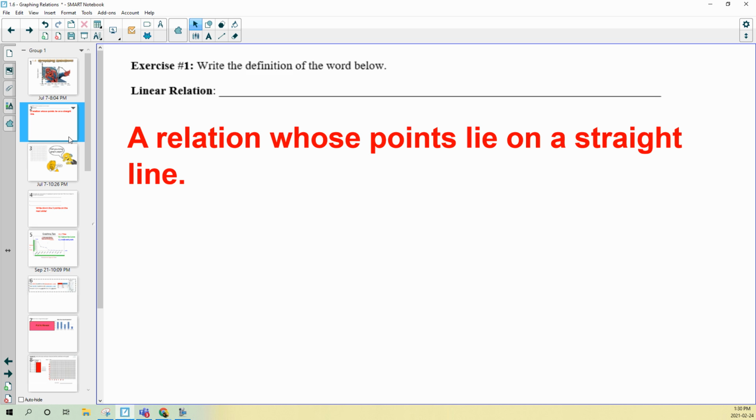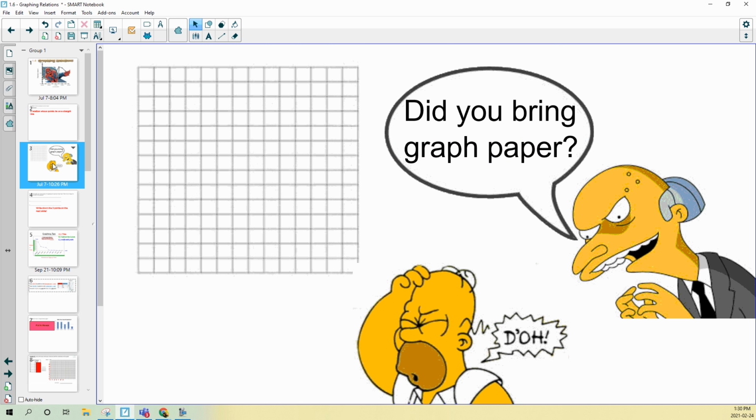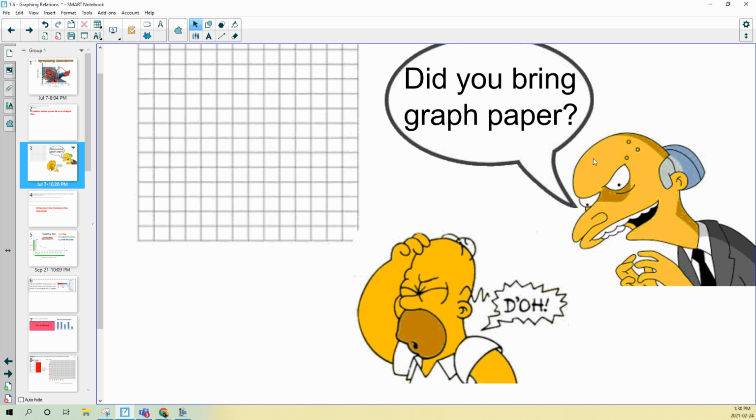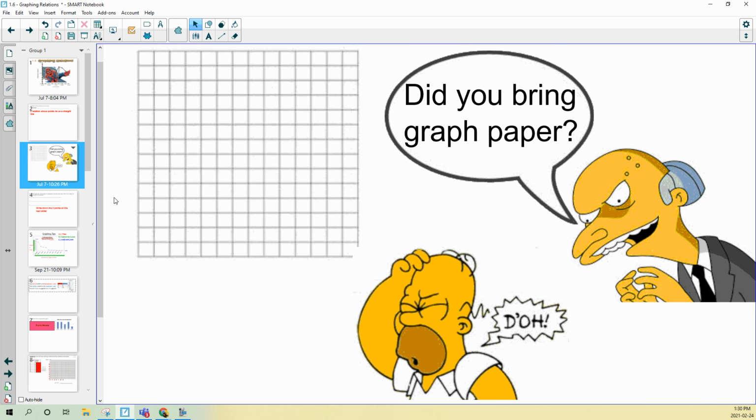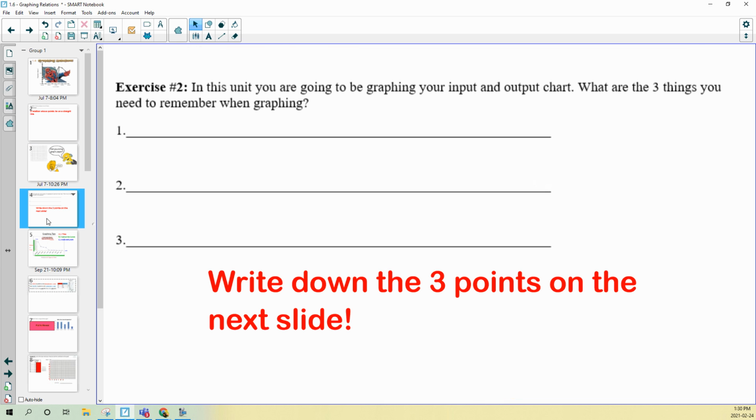So when you're plotting your input-output table and coming up with that expression, which is a relation, basically comparing two pieces of data, you're going to form a nice straight line. If it does form a straight line, it is a linear relation. You need graph paper for this section, so please make sure you're bringing some.